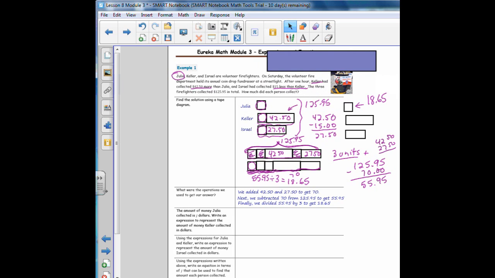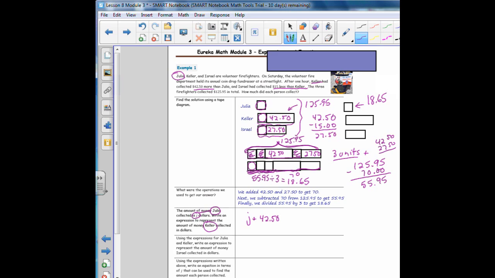The amount of money Julia collected is J dollars. Write an expression to represent the amount of money Keller collected in dollars. So we know that Julia is J and Keller was $42.50 more than that. So we have J plus $42.50, and that represents Keller's amount. And we know Julia is J.